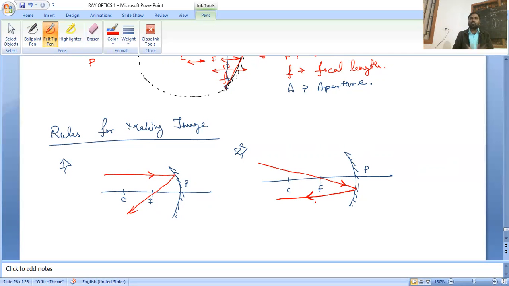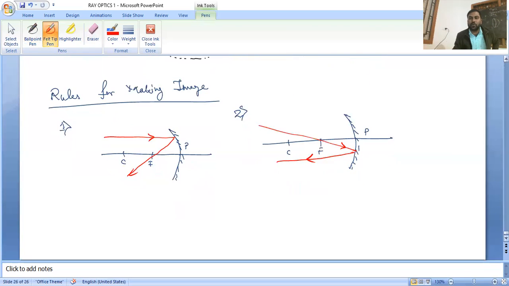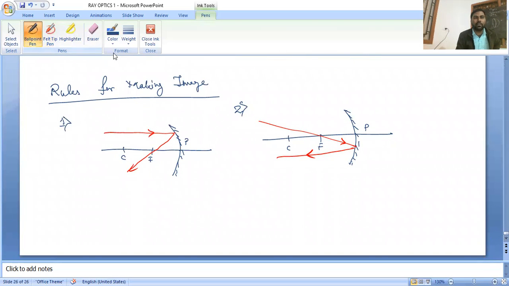That means we can conclude both rules: if a ray is parallel to the principal axis, it will pass through the focus, and if a ray passes through the focus, then it will become parallel to the principal axis. Okay, no confusions. Now we will discuss the third rule.